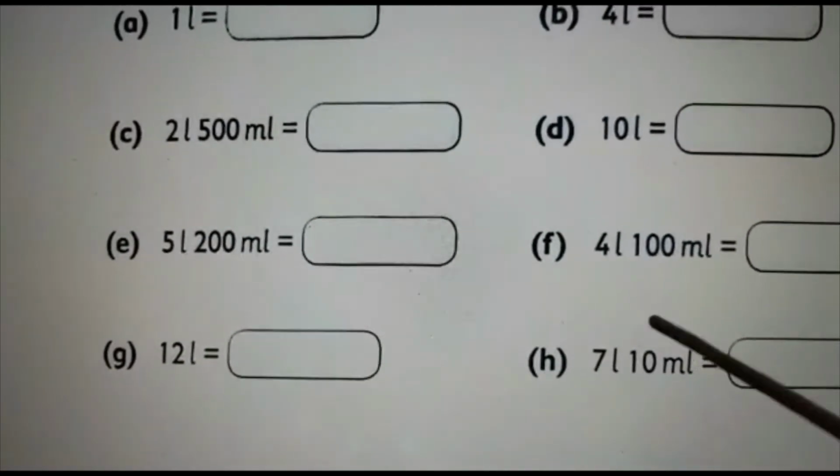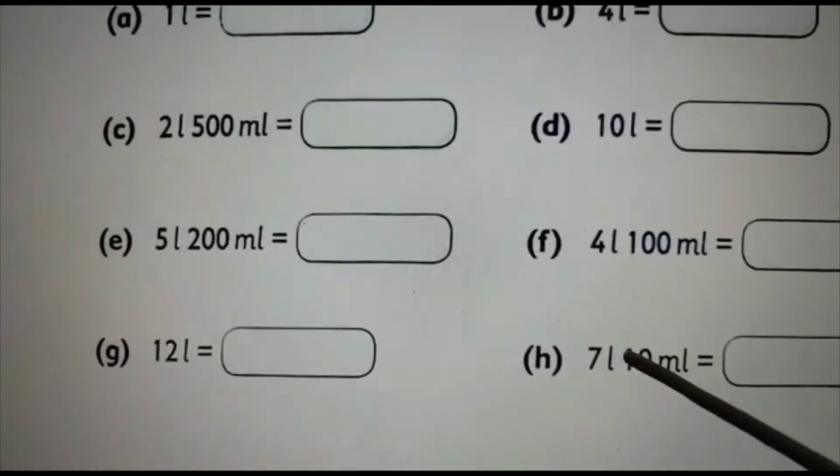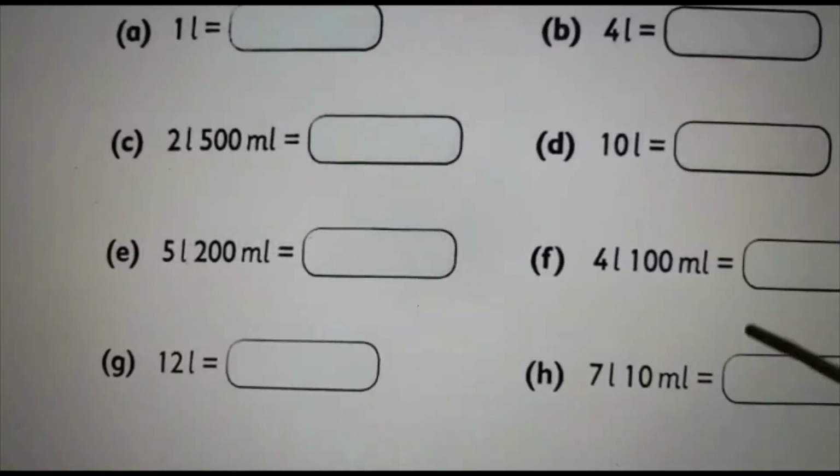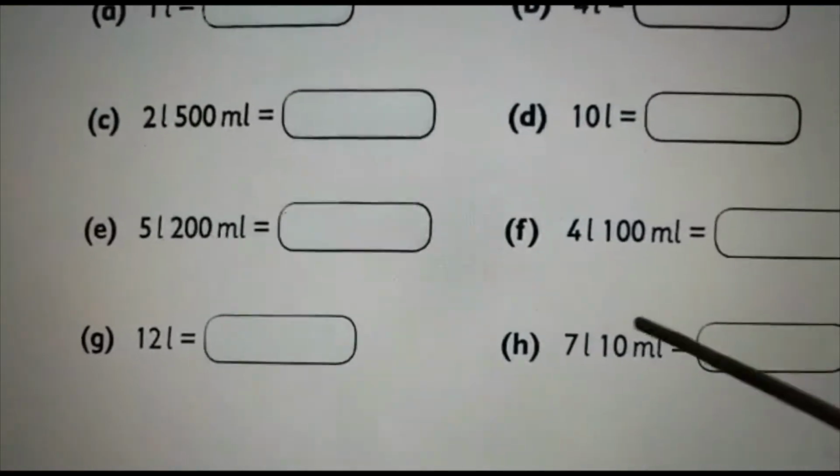So 7 liter is how many milliliter? 7 multiply 1000. That is equal to 7000 milliliter plus 10 milliliter. So it becomes what? 7010 milliliter.